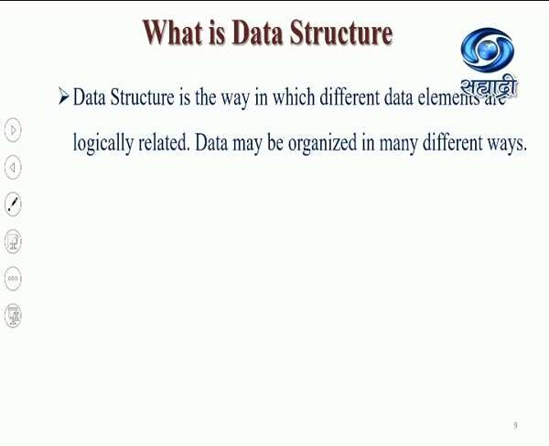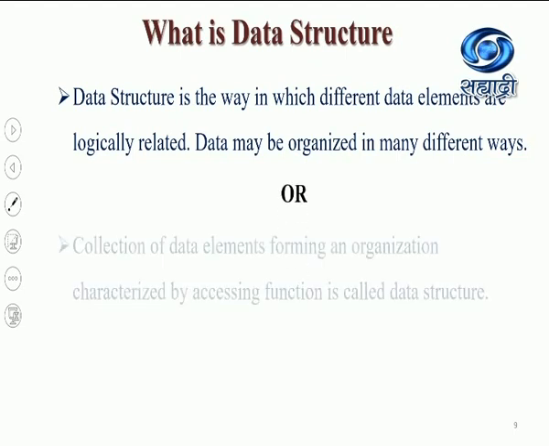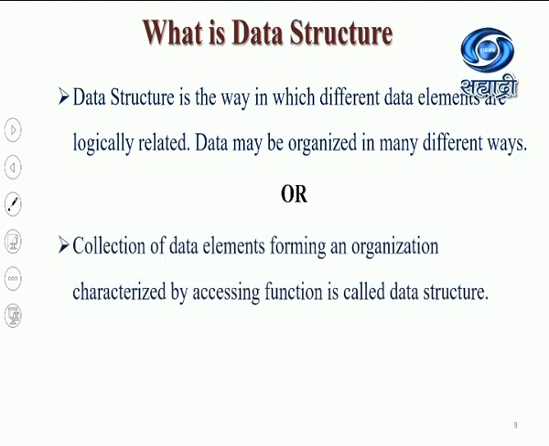We'll see first of all what is the definition of data structure. Data structure is the way in which different elements are logically related. Data may be organized in many different ways. And another definition of data structure is a collection of data elements forming an organization characterized by accessing functions.